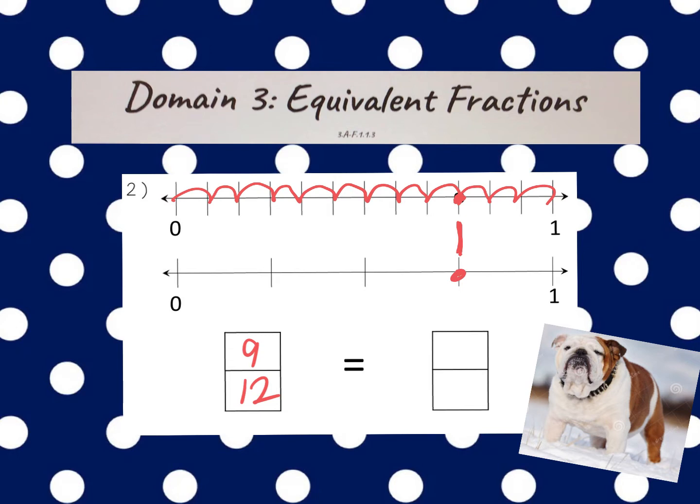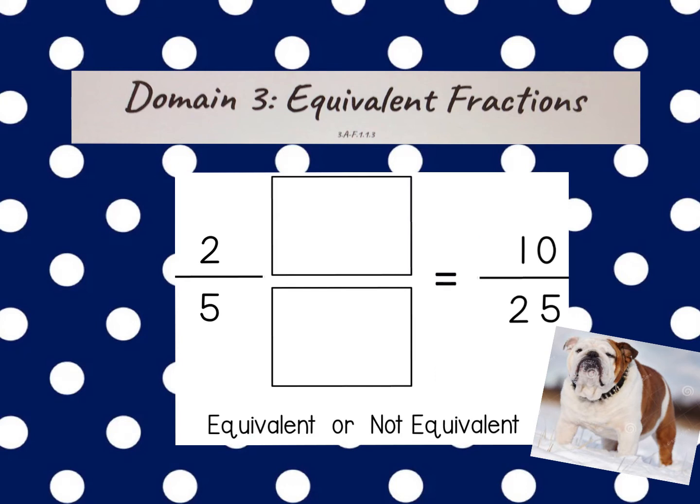So now, how many parts do I have? 1, 2, 3 out of a total of 4. So 9/12 does equal 3/4. So we can show that on these number lines. So you can see that the space from 0 to 9/12 is the same as the space from 0 to 3/4. Let's keep going on.